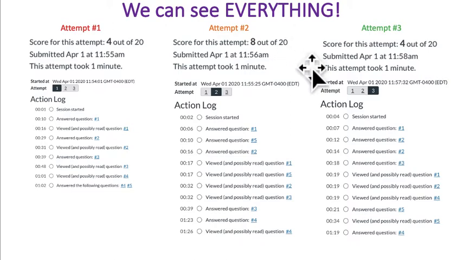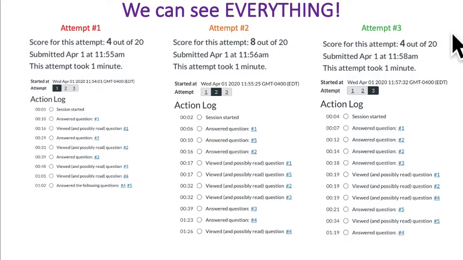So attempt number 2. This was their best attempt. They got 8 out of 20. Listen, these questions are not always the same. Sometimes they're getting mixed up. You may not get the same question every time. You'll get the same type of question, but there's going to be different numbers involved when you take different attempts.